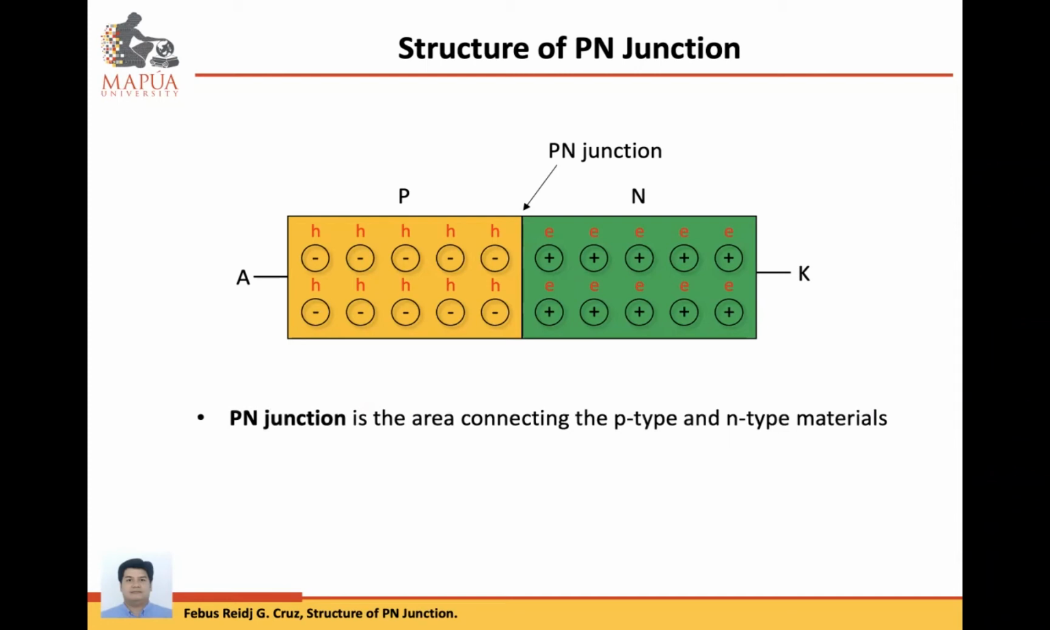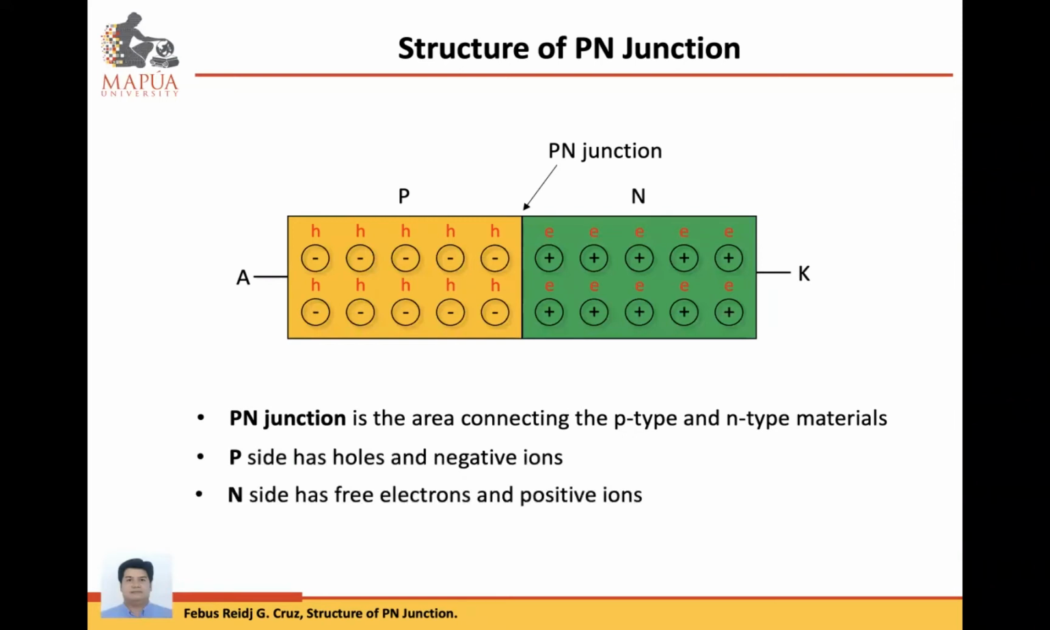And when we say PN junction, again, this is the area in semiconductor devices like diodes and transistors. This is the area connecting the p-type and the n-type materials. So the p-type side has holes and negative ions, while the n-type side has free electrons and positive ions.